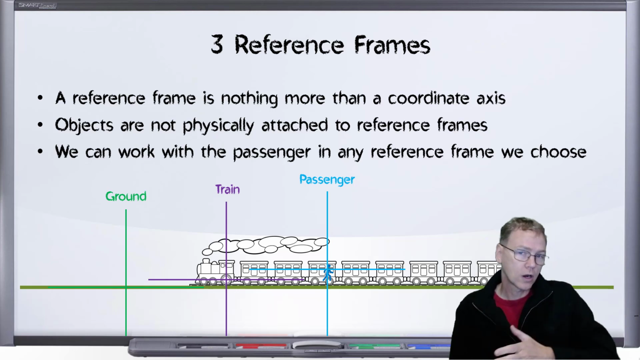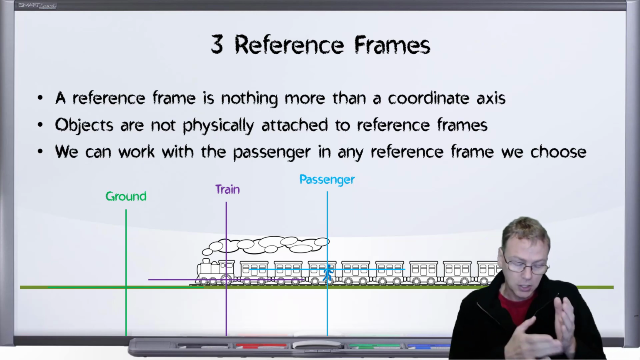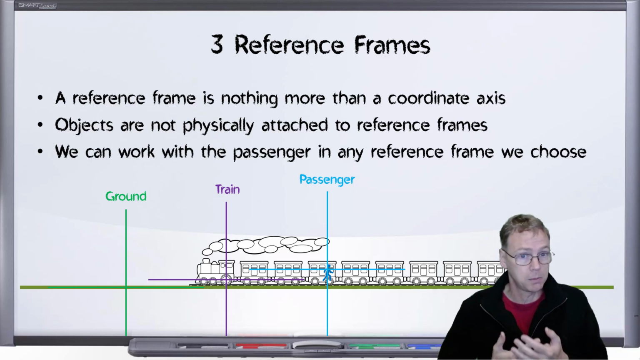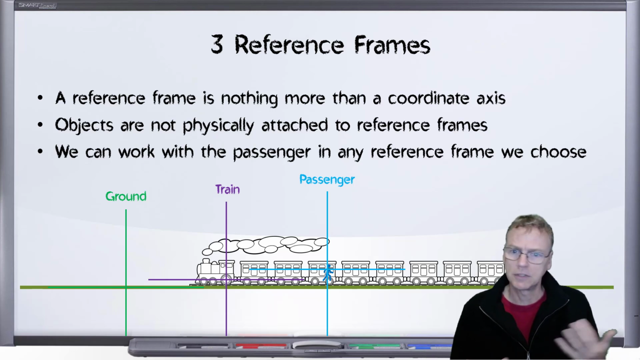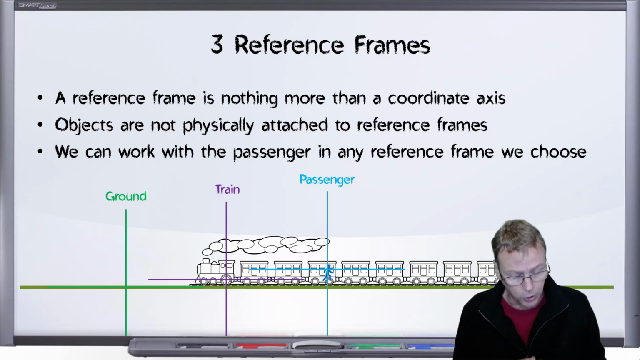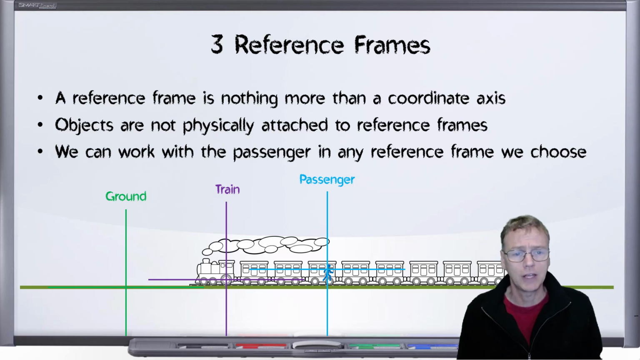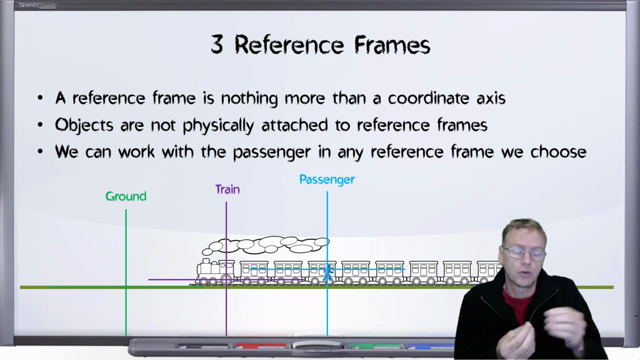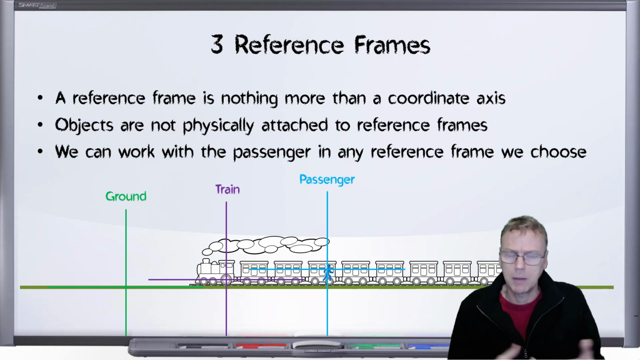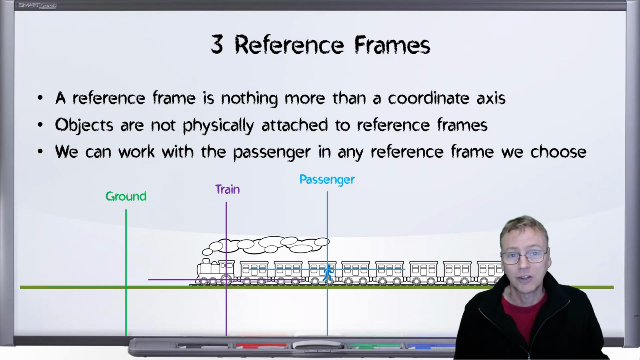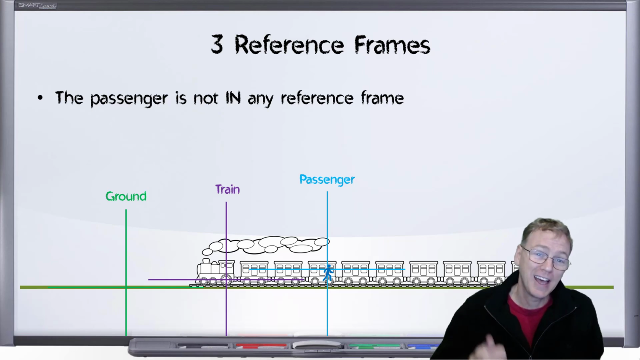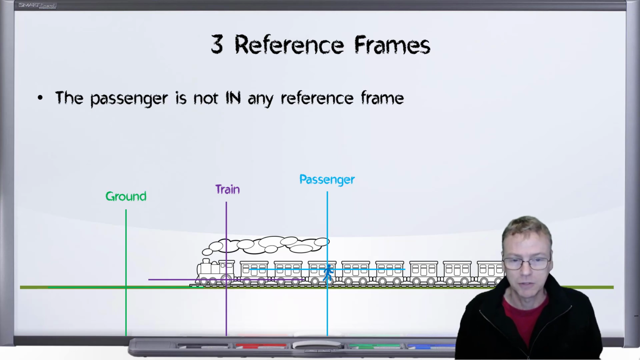We can choose to work with the passenger's location. The position of the passenger can be described in any reference frame that we wish. Whatever is convenient for us at the time, that's perfectly valid. But what's not valid is to say that the passenger physically exists in or is attached to a reference frame. The reference frame is not a physical thing. A reference frame is just a construct that we agree on.